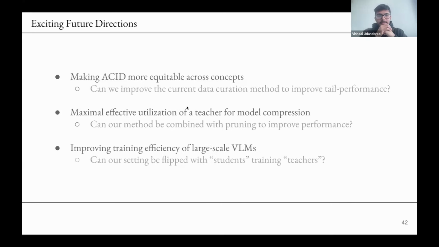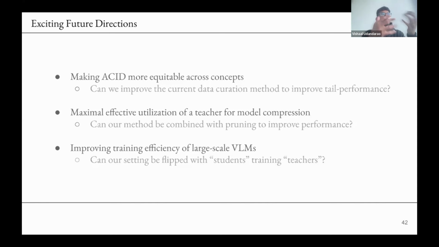And there are a few exciting directions that I want to leave you with as food for thought. Currently, one thing I mentioned about ACID doing this narrow data distribution curation is that it might be failing on some of the tail concepts, right? So one exciting direction is how we can improve the current data curation method to improve tail performance by being more equitable across concepts. Another interesting direction to explore is that currently we've only used knowledge distillation as a way to do model compression. Can our method be combined with pruning or quantization is something that is interesting to explore.